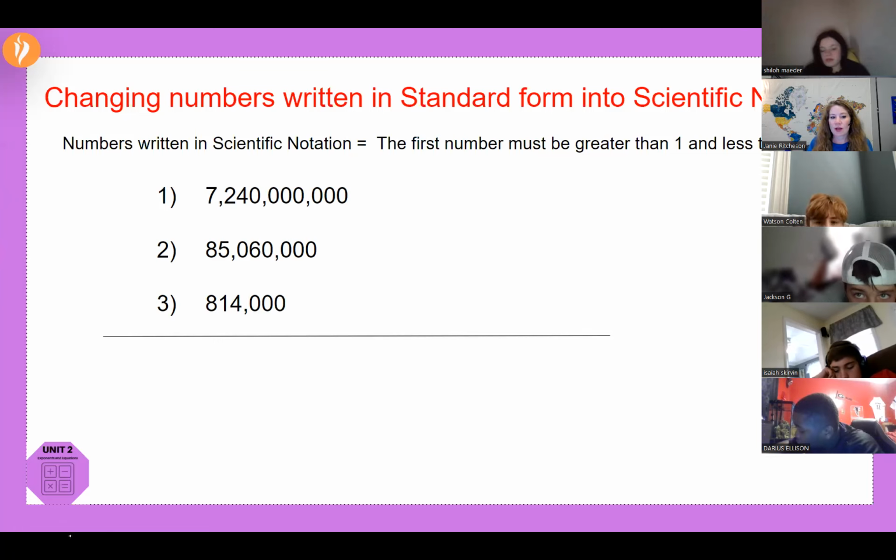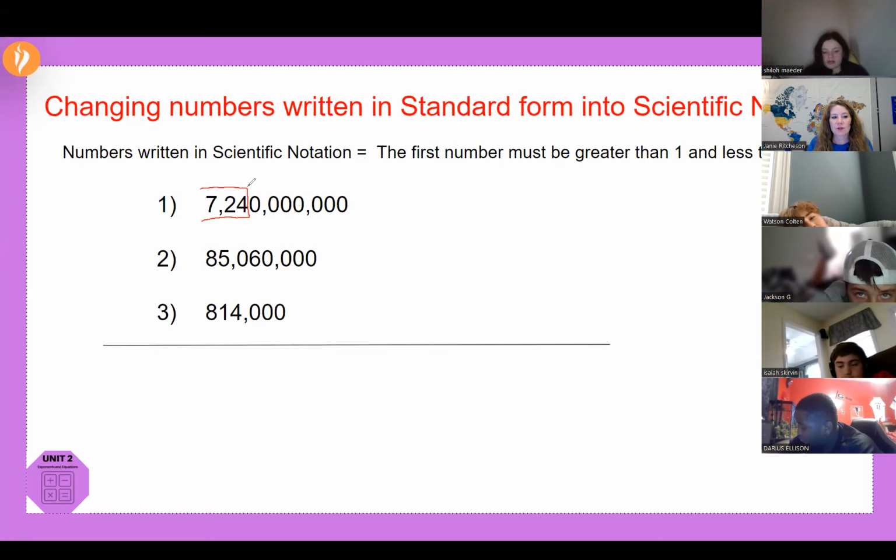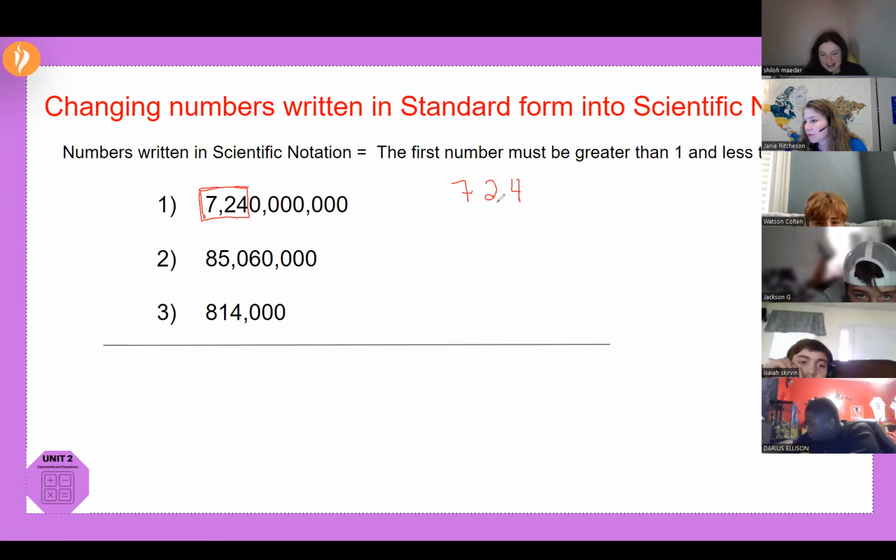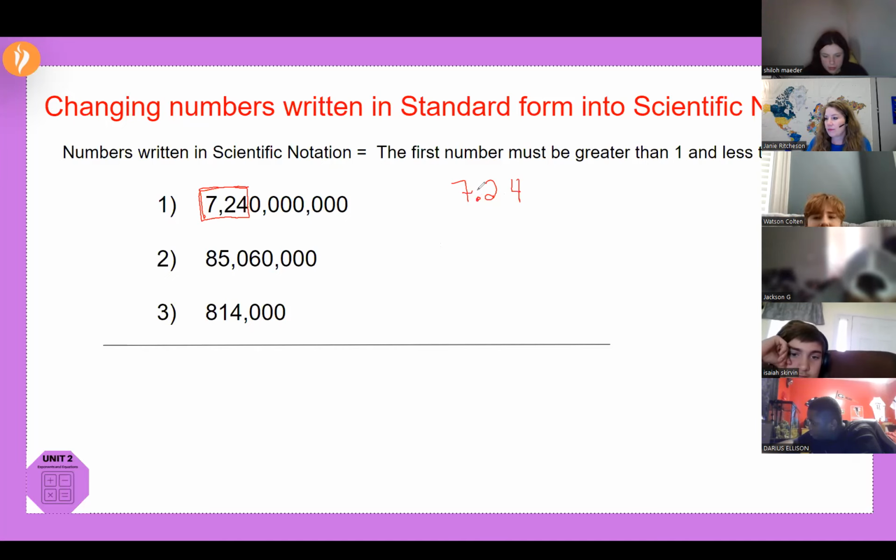Are you ready? All right, you have to write all non-zero numbers. So what are our non-zero numbers? Our non-zero numbers are 724. So we're going to start with writing 724. I can only have a single digit in front of the decimal. So where does my decimal go? Yep. Good, Hayden. Good, Ashlyn. 7.24, right? So far, so good, everybody? All right. You always multiply your number by a power of 10.